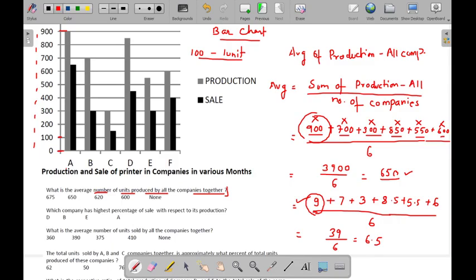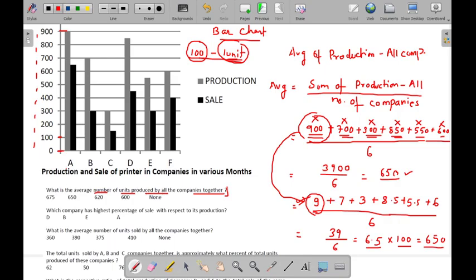Now you multiply this 6.5 by 100, because 100 equals 1 unit. And if your final answer is 6.5, then you multiply this 6.5 by 100, your answer is 650. The point which I want to raise here was, never take the values in the bar chart as 900, 700, 300, 850. Rather, you bring them down by assumed units equal to 1 unit.